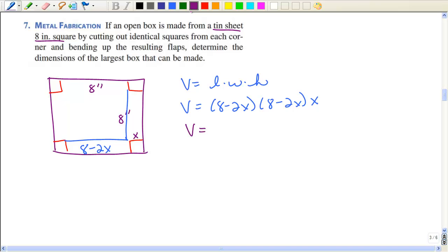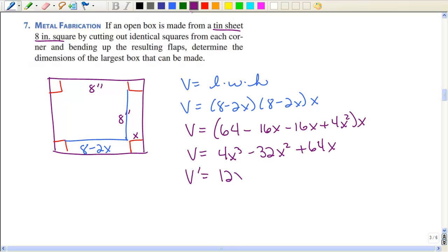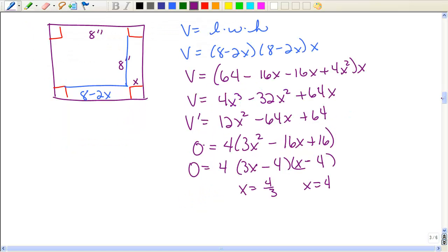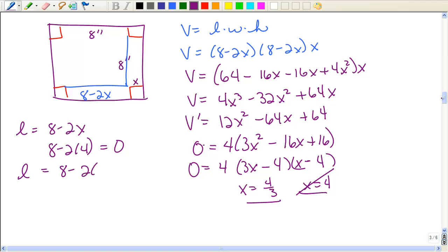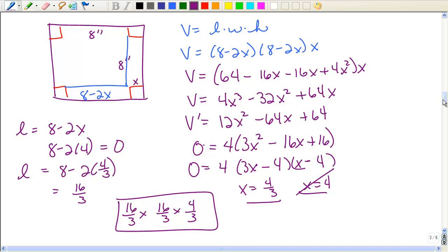So the same process, we would multiply that out. I'm going to take the derivative and set that equal to 0. Solving for x, now I'm going to go back and check to make sure that those can be the answers. So the length is 8 minus 2x, so 8 minus 2 times 4 would yield a length of 0, and I wouldn't have a box at all, so that is thrown out. So my length and the width is 8 minus 2 times 4/3, which would be 16/3. So my dimensions are 16/3 by 16/3 by 4/3. That would be the final answer.